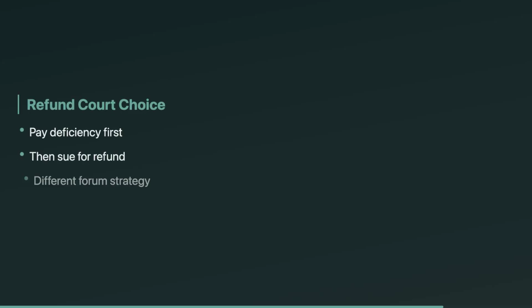Why would someone choose district court or the Court of Federal Claims? Sometimes they want a different forum, or they believe case law in that venue is more favorable, but they must be able to fund the pay first requirement. Also, decisions from these trial courts can be appealed up the chain, unlike an S case. So you're trading cash up front for a different court path.